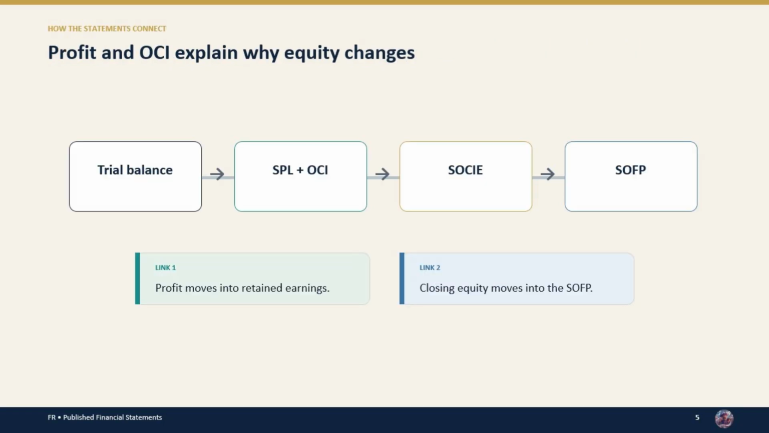This flow is the spine of the chapter. Profit is calculated in the performance statement and moves into retained earnings. Other comprehensive income items move into the relevant reserve, such as a revaluation surplus. The closing balances of share capital and reserves are then reported as equity in the statement of financial position. If you understand these links, the final cross-check feels logical rather than mechanical.